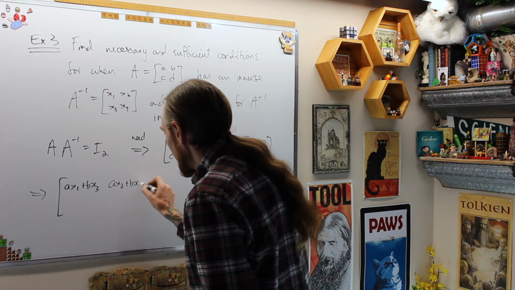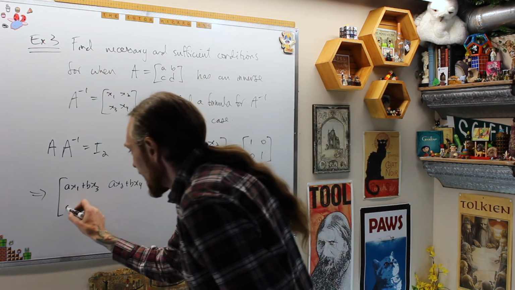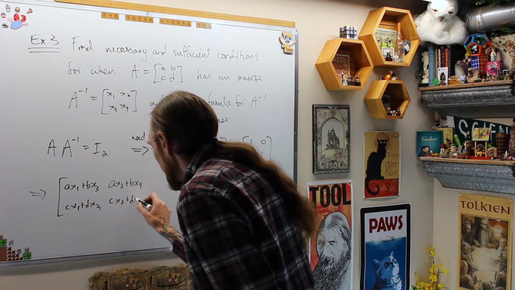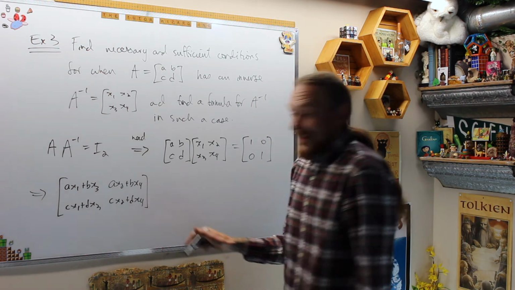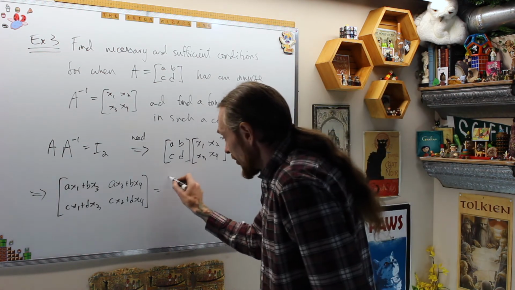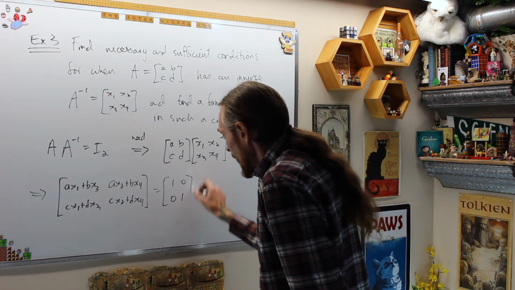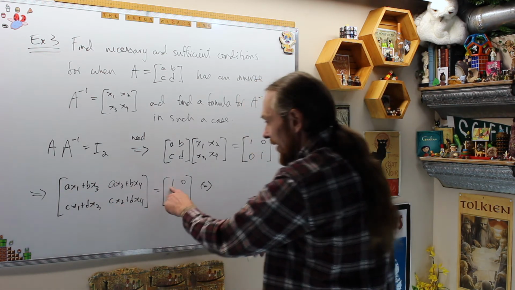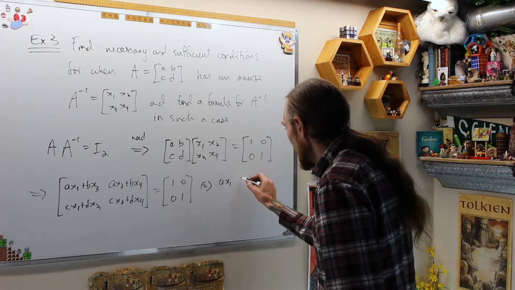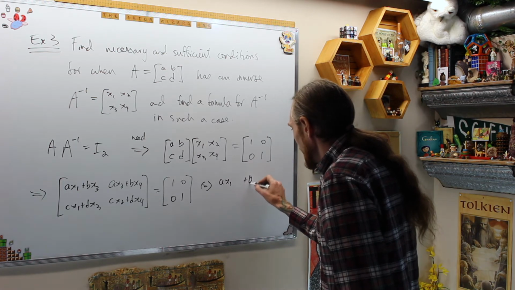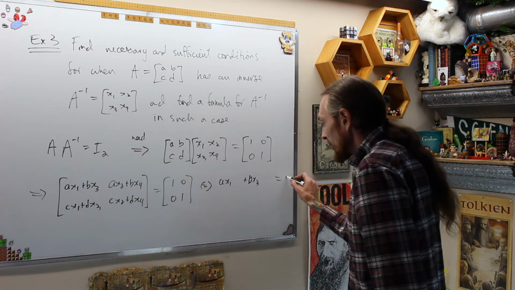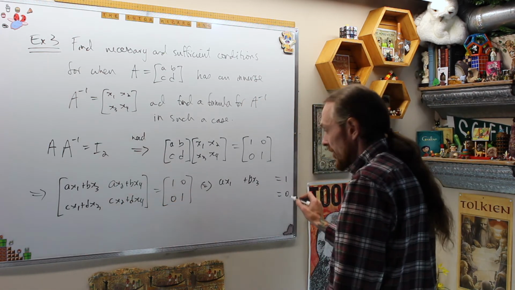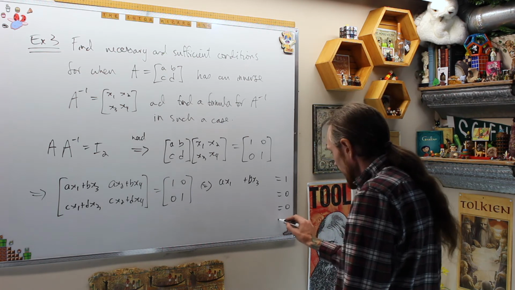AX2 plus BX4, and then I'm going to get CX1 plus DX3 and CX2 plus DX4. I've done that before. That's the left-hand side, and that equals our identity matrix. When are these two matrices equal? If and only if this entry equals this entry, and I'm going to get AX1 plus BX3 equals 1. This entry has to equal 0. And then I'm going to get 0, and then I'm going to get 1.